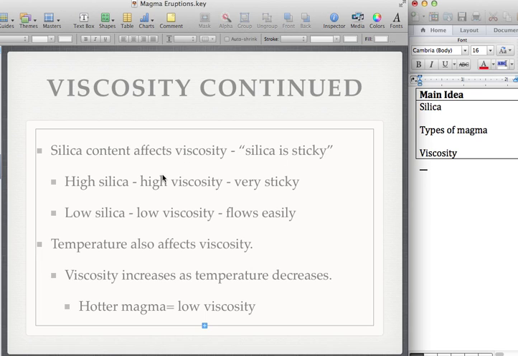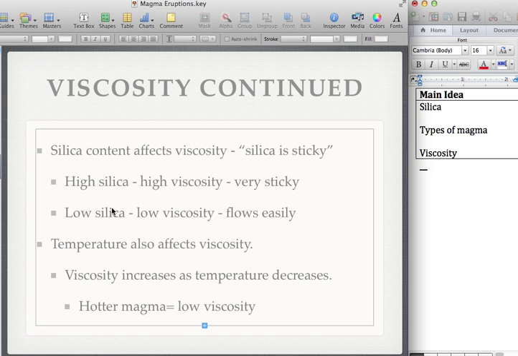So silica is sticky, so if you have a high amount of silica, you're going to have a high viscosity for your magma, and that magma is going to be very sticky. It's going to be very syrup-like. It's not going to want to flow. And for magma, when we say magma is high viscosity, it's like peanut butter. It's very, very sticky. It doesn't want to flow at all.